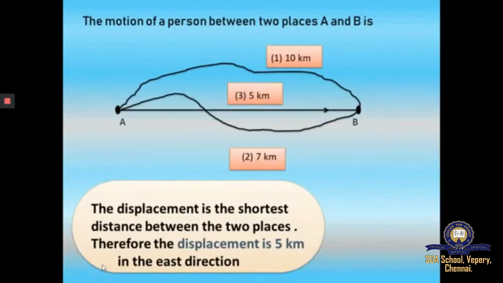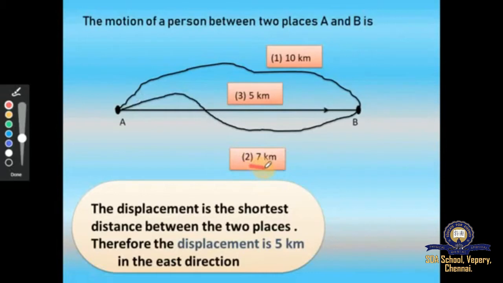The motion of a person between two places A and B is given here. He travels 10 km along the first path. Along the second path, he travels 7 km.